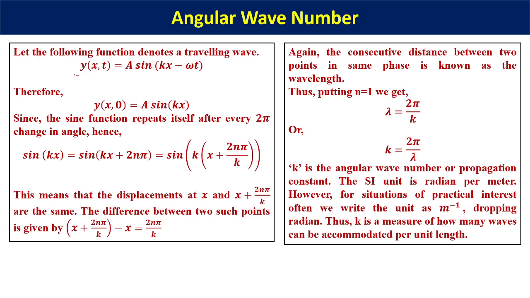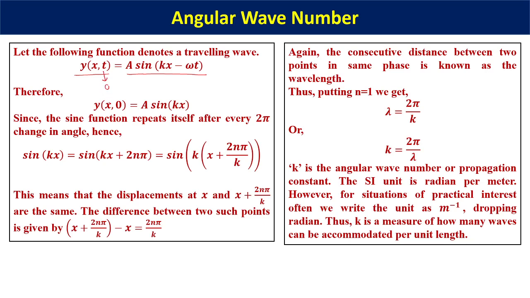So it remains that y of x,t is equal to A sine of kx minus omega t. That is my solution to the differential equation of the progressive wave, or in short, the displacement relation. So what if I put t equal to 0?